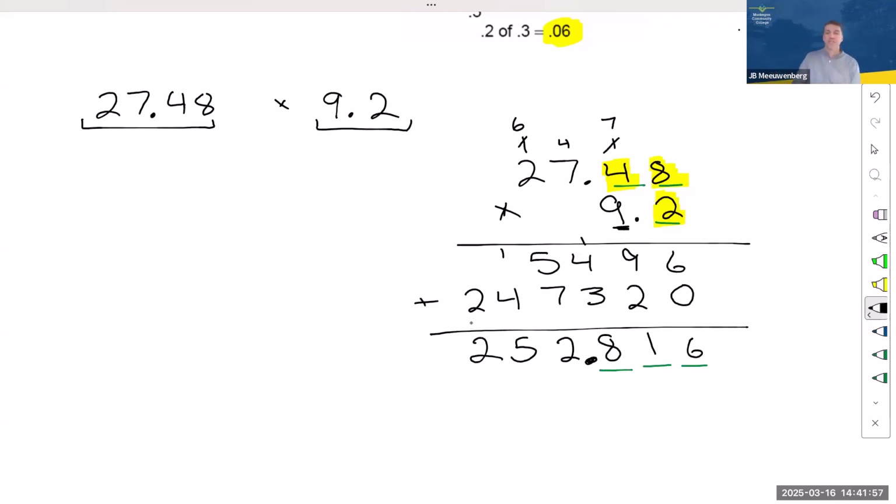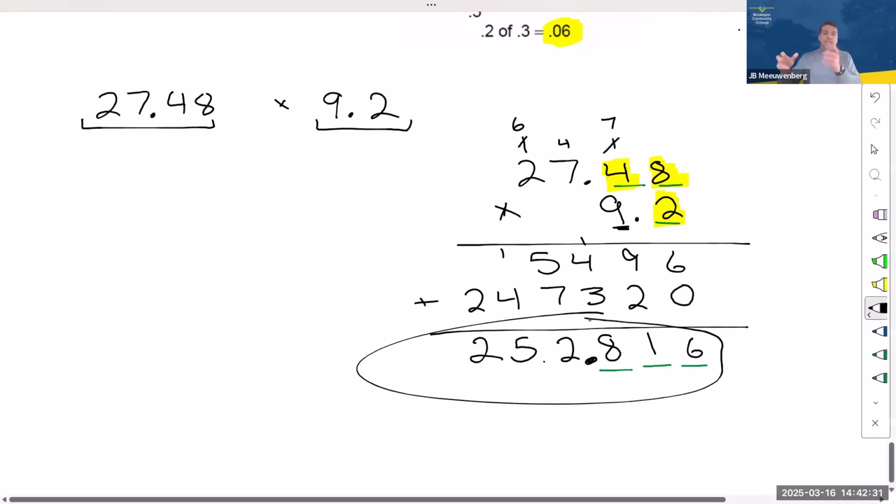We'll talk about approximations later, but for now, if you just look at 27.48 and 9.2, this is pretty close to 27 times 10. You know your answer has to be somewhere around 270, maybe a little less. This answer makes sense. It would not make sense for your decimal point to be here, making it 25, or here, making it 2,528. Based on the numbers you're multiplying, always make sure that your answer seems reasonable to get those decimal points in the proper locations.